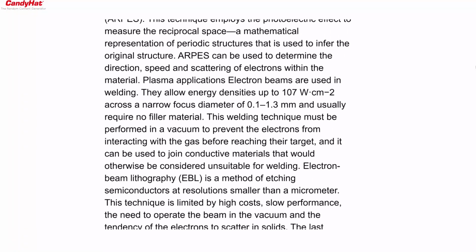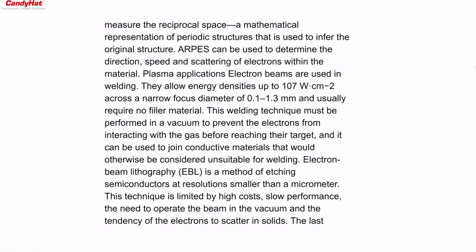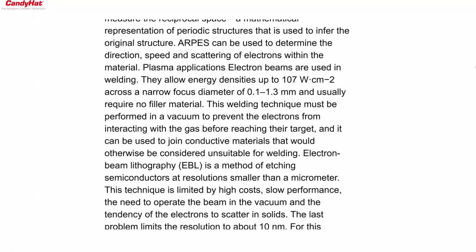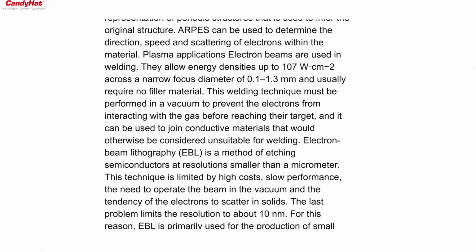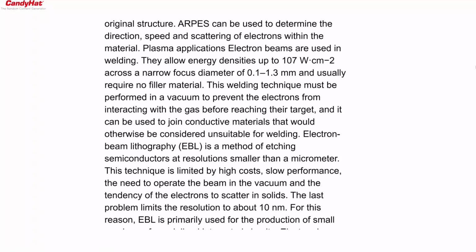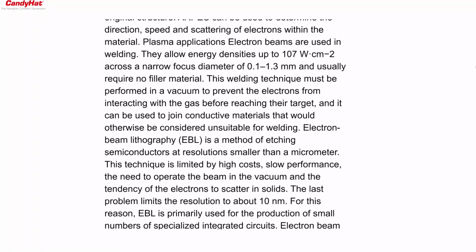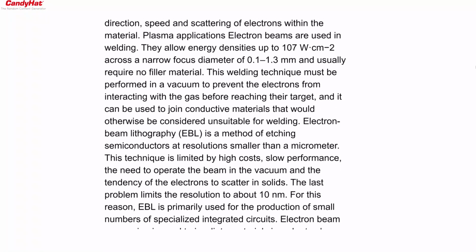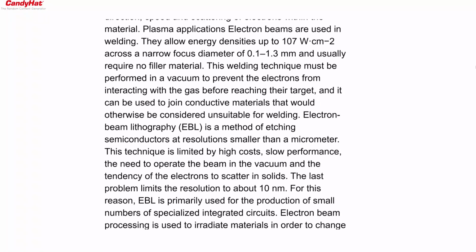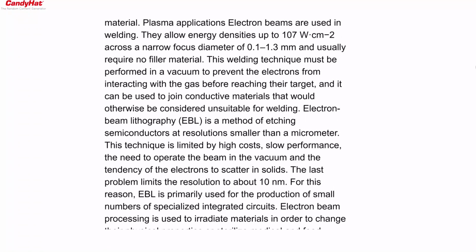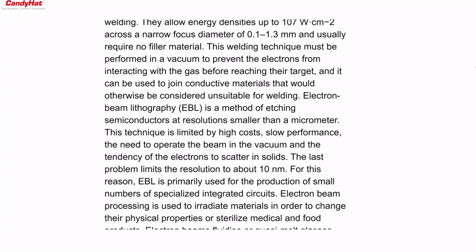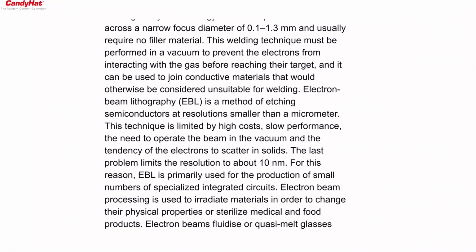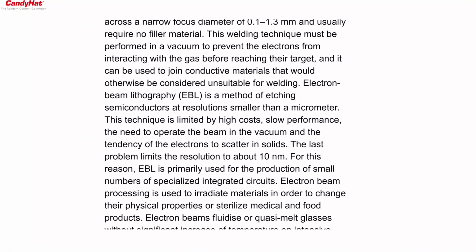Plasma applications. Electron beams are used in welding. They allow energy densities up to 10^7 W/cm² across a narrow focus diameter of 0.1 to 1.3 mm and usually require no filler material. This welding technique must be performed in a vacuum to prevent the electrons from interacting with the gas before reaching their target, and it can be used to join conductive materials that would otherwise be considered unsuitable for welding.